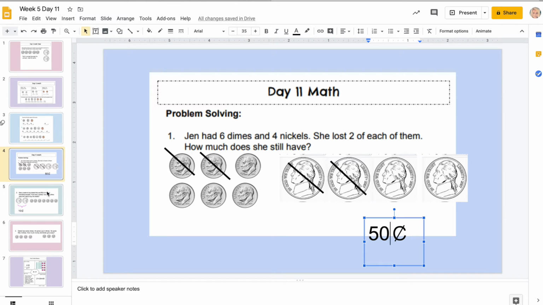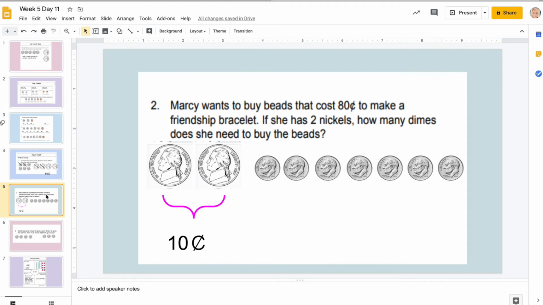Okay, and we are going to move on. Again, we have another problem solving. Number 2. Marcy wants to buy beads that cost 80 cents to make a friendship bracelet. If she has 2 nickels, how many dimes does she need to buy the beads?